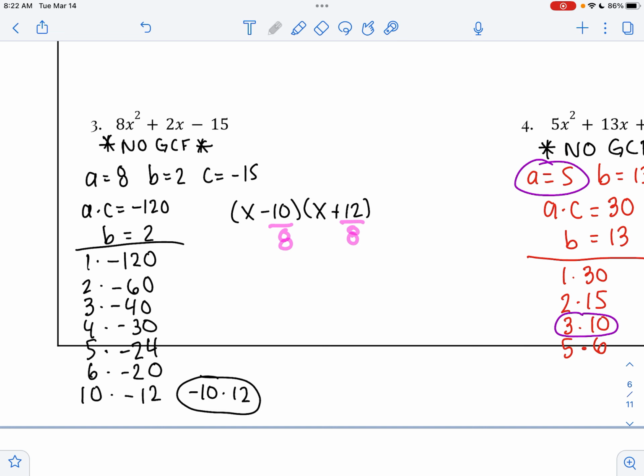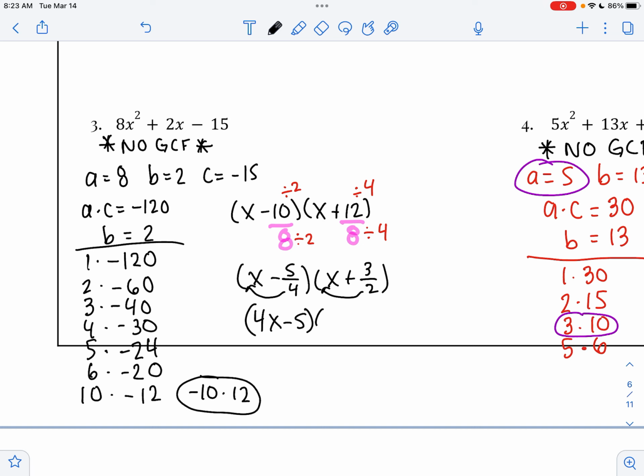So I can divide this first fraction by 2, and I can divide this next fraction by 4. Make sure you take the greatest number you can divide by. And then this is going to be x minus 5 over 4 when you divide and simplify that fraction, x plus 3 over 2. We're going to bring this in the front. So 4x minus 5 and 2x plus 3, and no GCF, so we don't have to put anything in front.